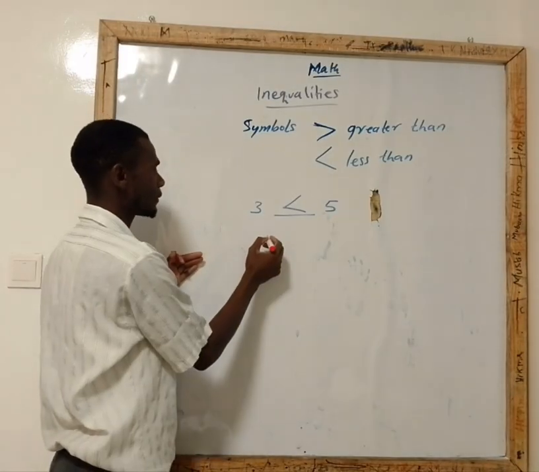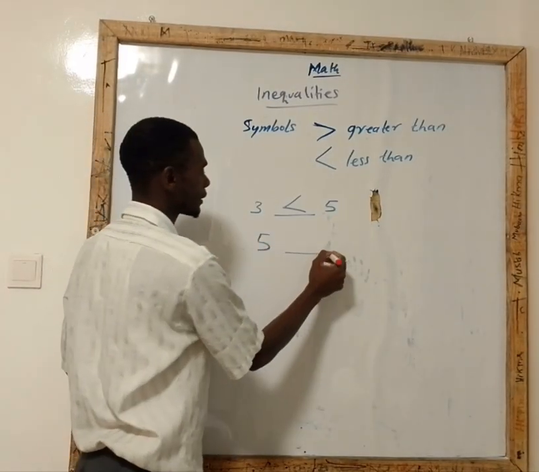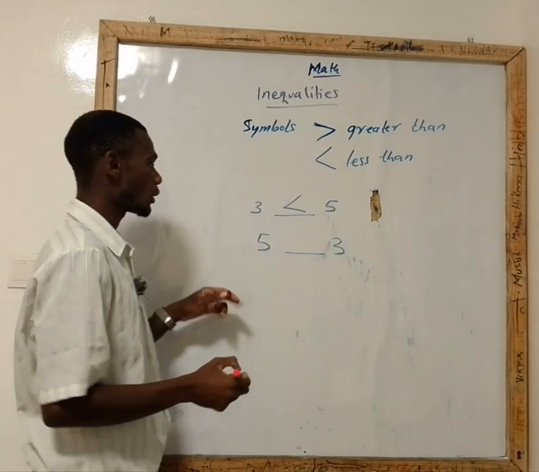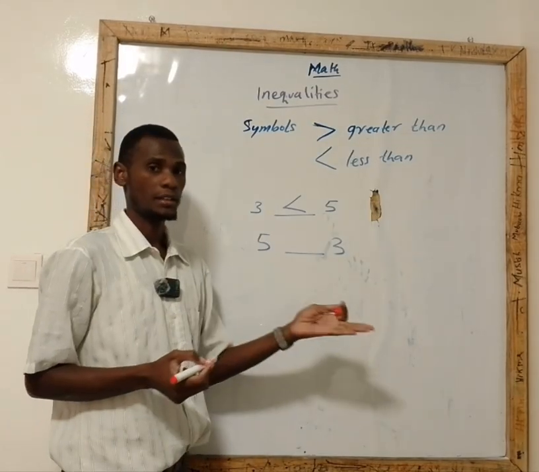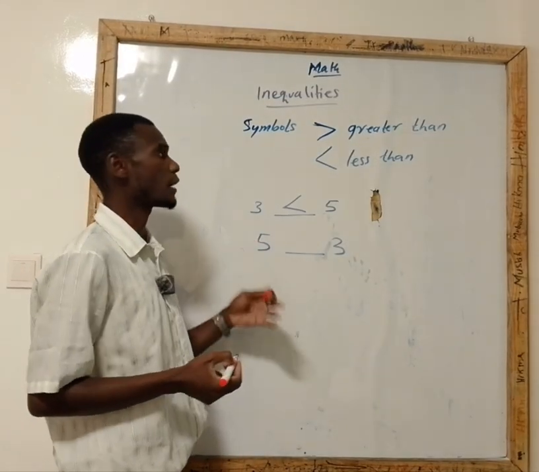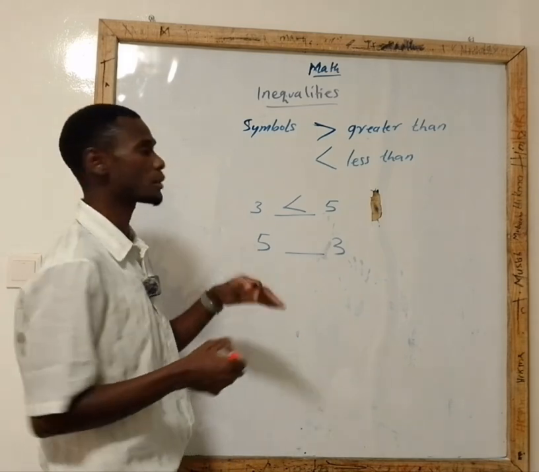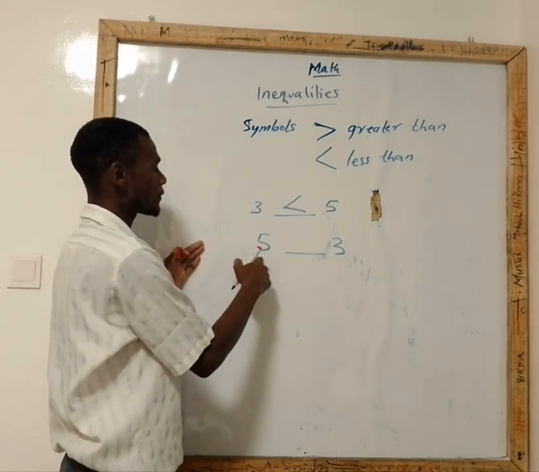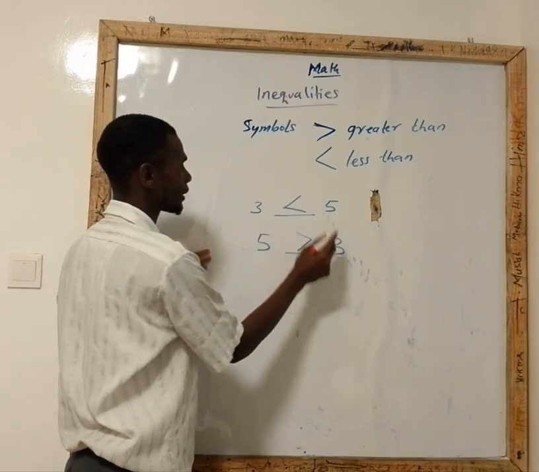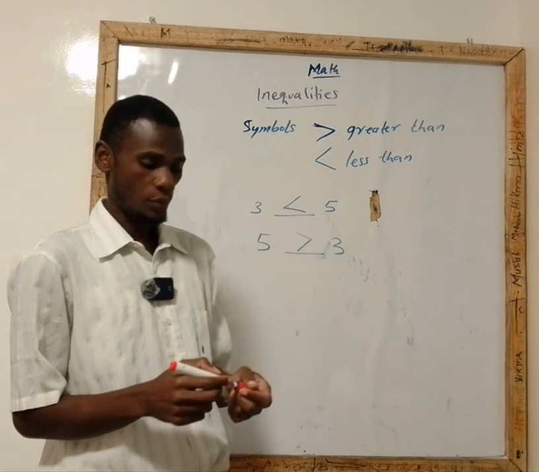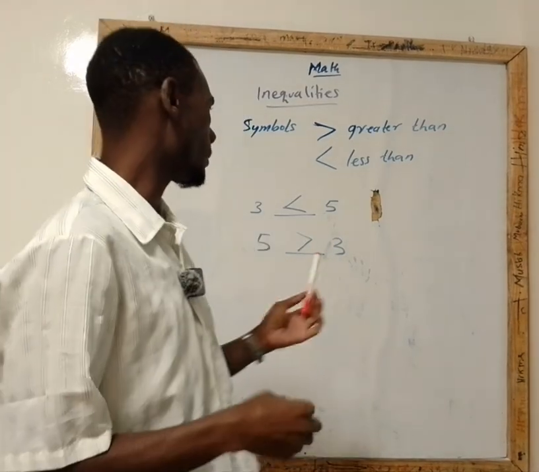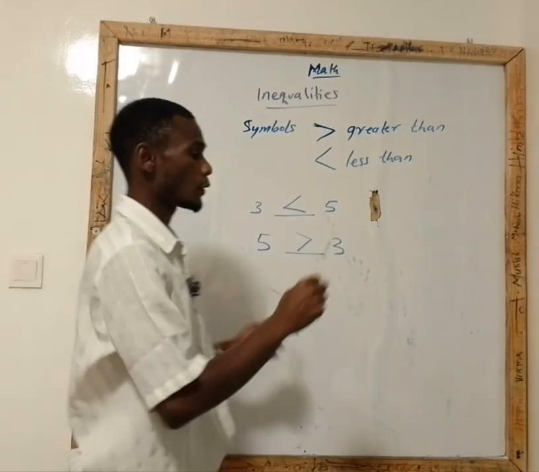If you start with 5 on this side, dash 3. So 5 is bigger than 3. So we'll say 5 is greater than 3. We don't use the word greater, we use the symbol. So we'll say 5 is greater than 3. Now, those are inequality symbols, and sometimes you are given a statement to fill.